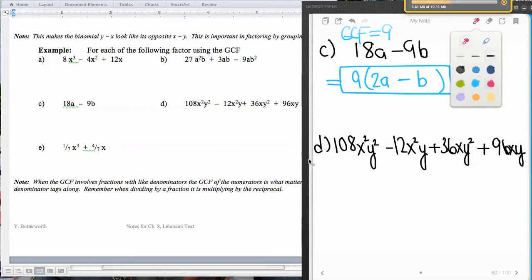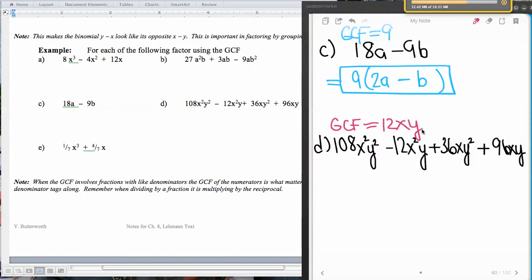Now this one's going to be a little bit more complicated, so we're going to take a look across here and find what our GCF is. And the smallest number I see is 12. Does 12 go into all of these? Absolutely. So that's going to be my GCF, 12. And then x squared, x, and x, so x is there. And y squared, y squared, y, so y there.